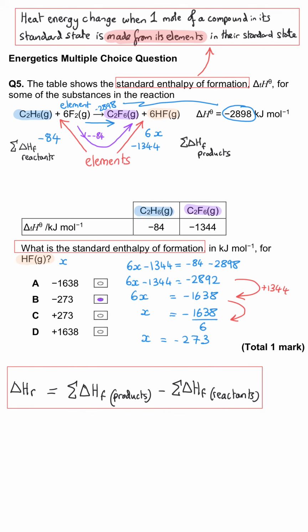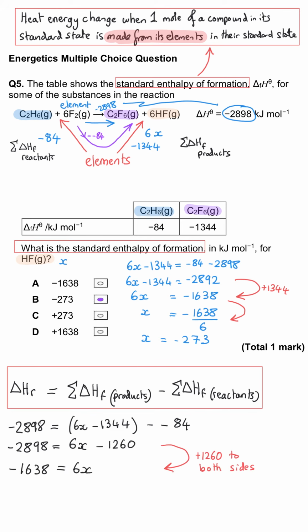And so then when we structure it like that, we know that we've got minus 2898, that's the enthalpy change for this reaction, is equal to the enthalpy change of the products, so 6x minus 1344, minus 84 for the enthalpy change of the reactants. And so then minus 2898 is equal to 6x minus 1260, then we add 1260 to both sides, and we've got 6x is equal to minus 1638, and then x is minus 273.